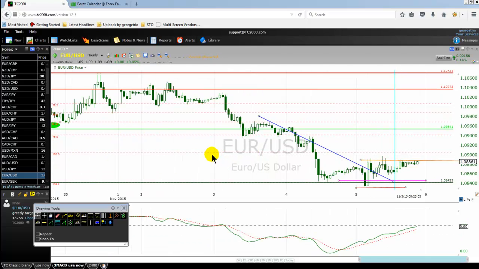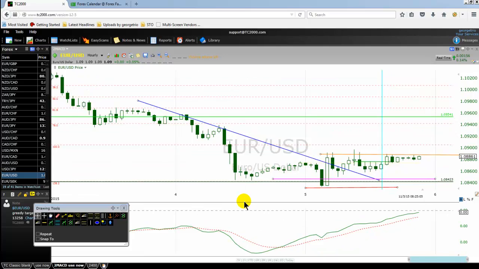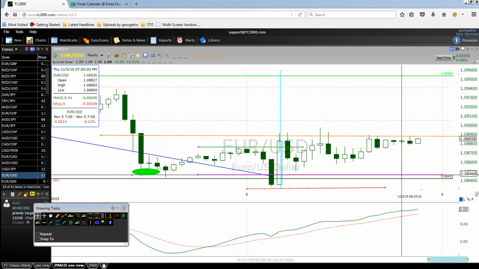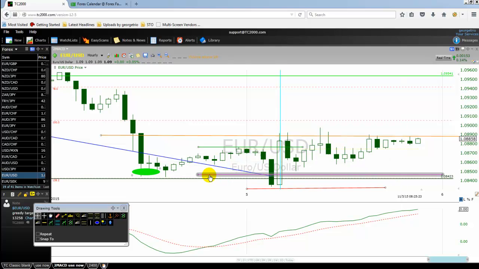So here we are on the hourly chart. This is our stop loss. This is my first stop loss, 58 pips at 10832. The second stop loss for the euro dollar is at 10846. It's the pink line here. So nothing to worry about.